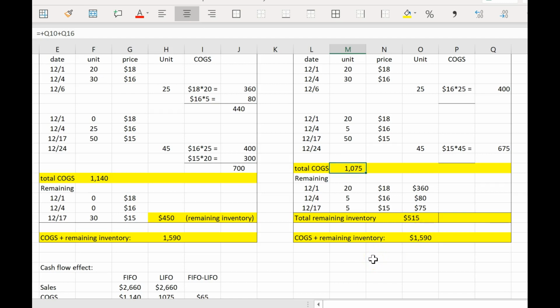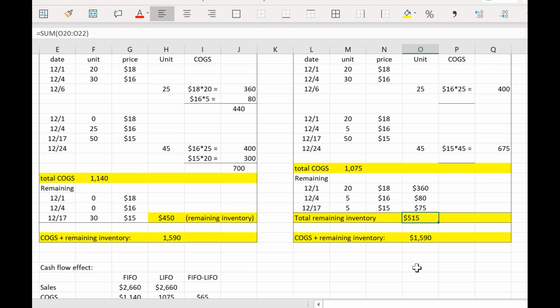Again, if we look at remaining inventory, right? I'm just going to copy this from the above, but because we sold 45 from the 50-unit batch, we have 5 units left. So what happens is that we keep this beginning balance intact. That's $360. We have 5 units left from the second batch. That's $80, and the 5 units left from the third batch. That's $75. If I add them up, it is 515.